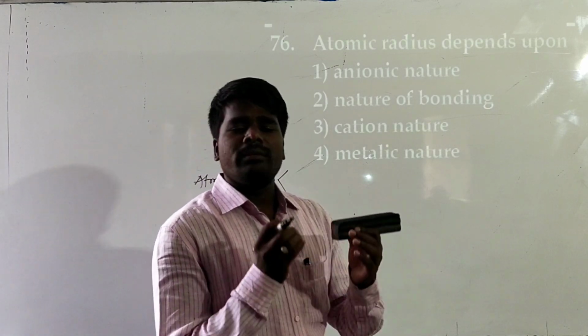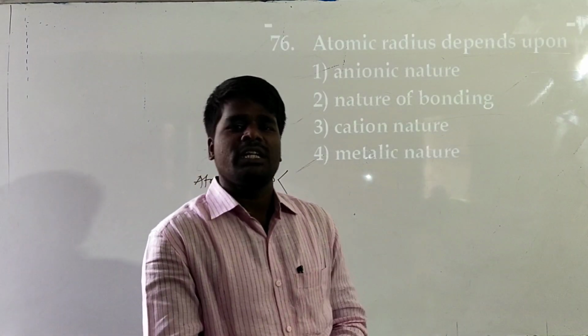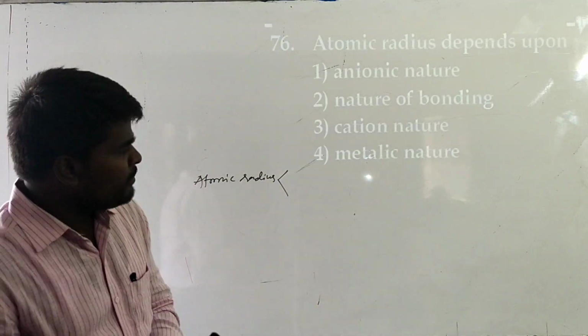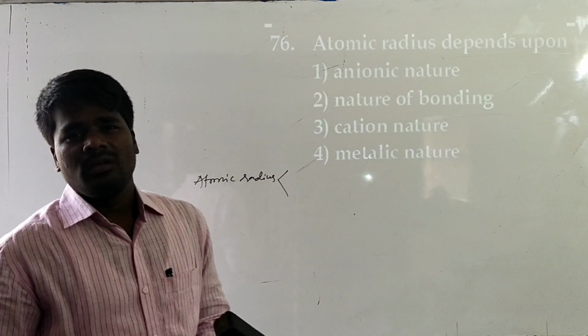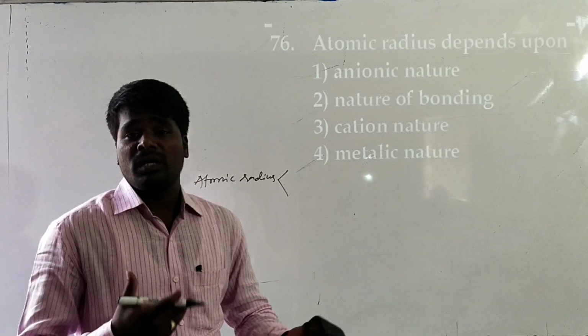But we can determine the atomic radius in bonding state. In the bonding state only we can determine the atomic radius. Depending on that, there are different types of bond. It can be an ionic bond, it can be a covalent bond.